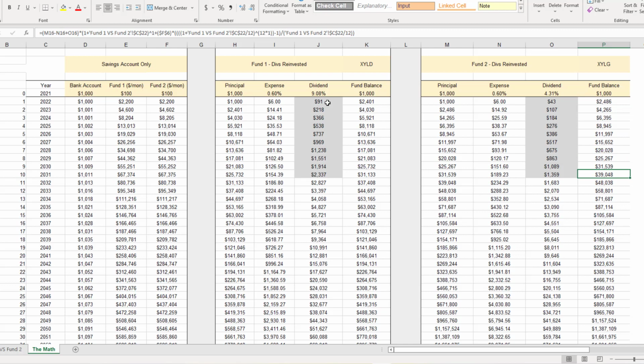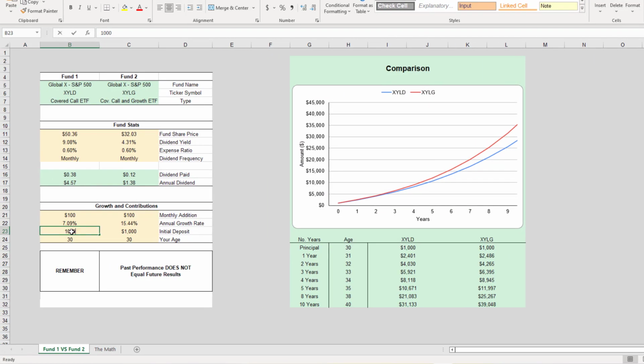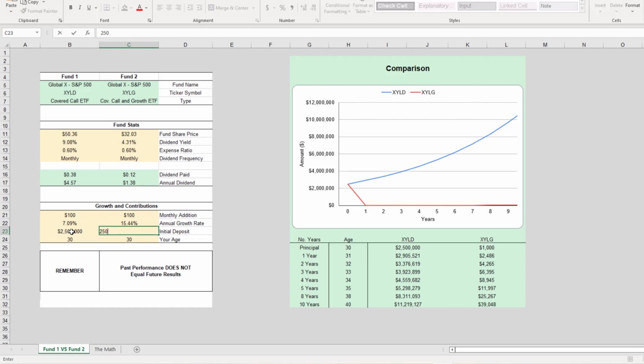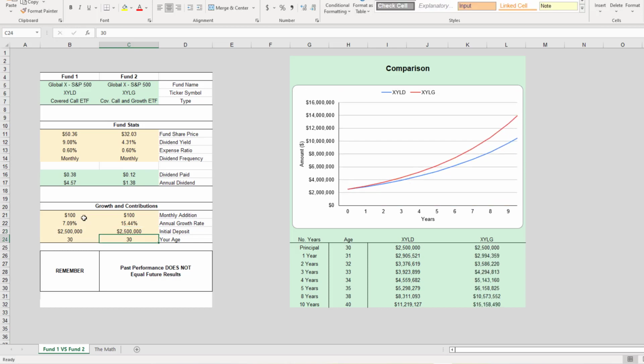So let's run a scenario where it would be really advantageous for you to choose XYLD over XYLG. Let's say you are close to retirement and you had, let's up it a little bit here, let's say you invested in the stock market for a good 40 years or so, and you had $2.5 million in your fund. You were no longer contributing to it, and the bull market run continued as it always has over the past 60, 70, 80 years of the S&P 500. Bull market continues. We have very similar numbers here.